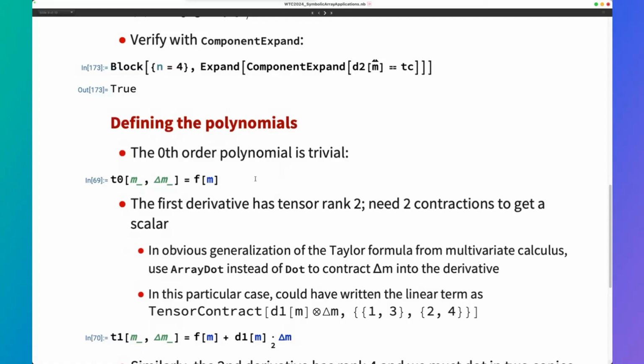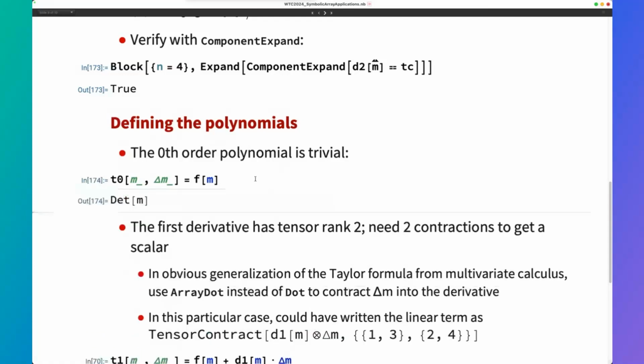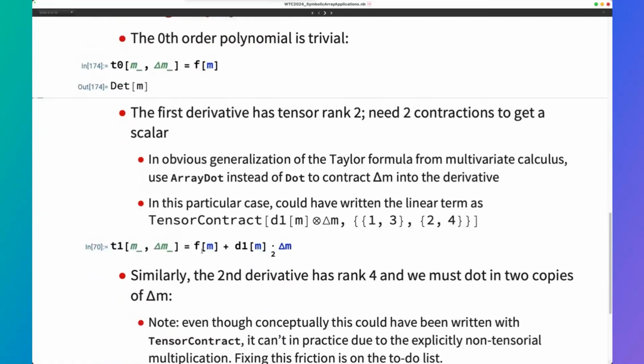All right, so now that we have the derivatives, it's easy to define the polynomials. The first one is pretty trivial, right? It's just the function. Then for the second one, we're going to follow the rule. We're going to have f plus d1, the first derivative, and it's array dotted with delta m, right? Because we need to contract. This is a rank 2. This is a matrix, so we need to end up with a scalar. So we contract all the slots of the derivative with the matrix.